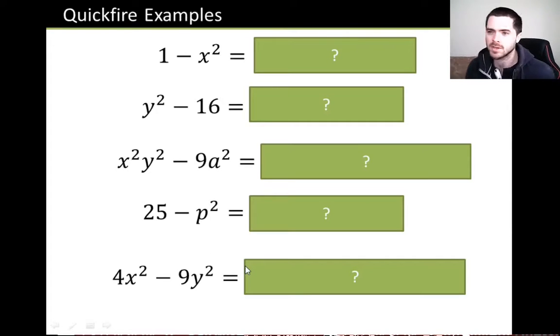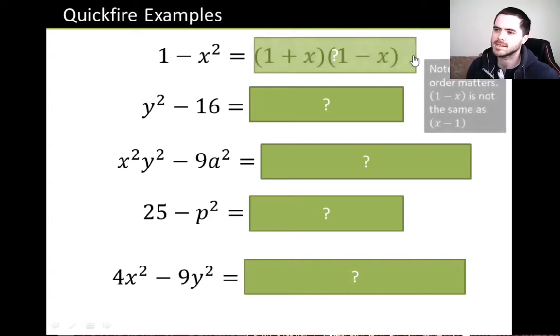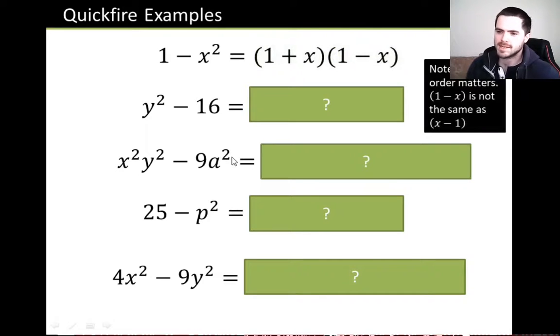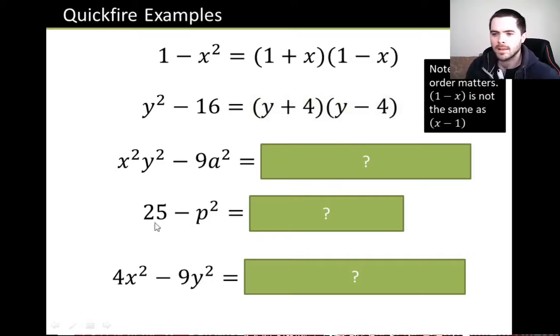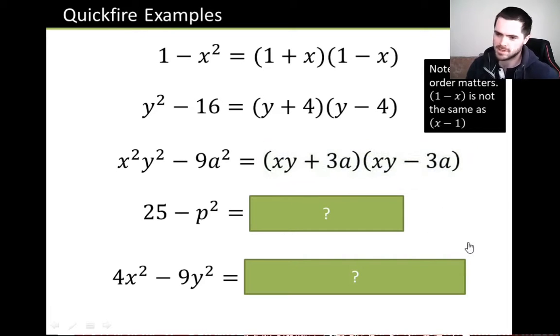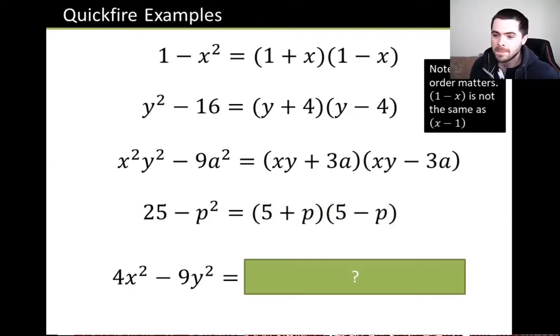So, some quickfire examples. The square root of 1 is 1. The square root of x squared is x, so this will be 1 plus x times 1 minus x. Y squared minus 16: the square root of that is y. The square root of that is 4. So we are looking at y plus 4 and y minus 4. The square root of x squared y squared is xy. The square root of 9a squared is 3a. So we are looking at xy plus 3a, xy minus 3a. Square root of 25 is 5, and the square root of p squared is p. 5 plus p and 5 minus p.